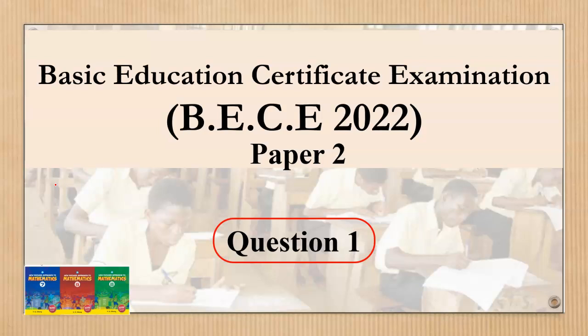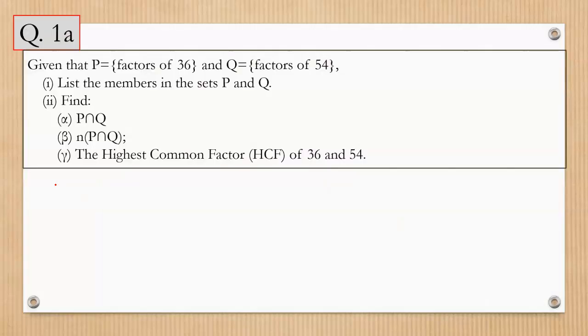In this episode, we are starting the 2022 paper 2, and we are going to start with question number 1. So, what is question number 1 for BECE 2022 paper 2? Question 1, we have A, B, and C.